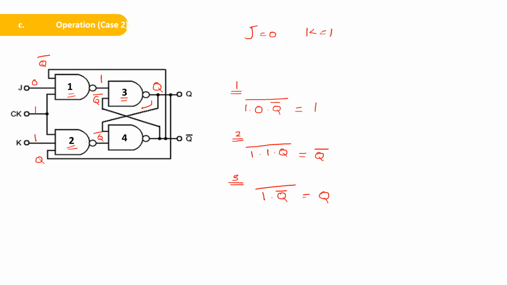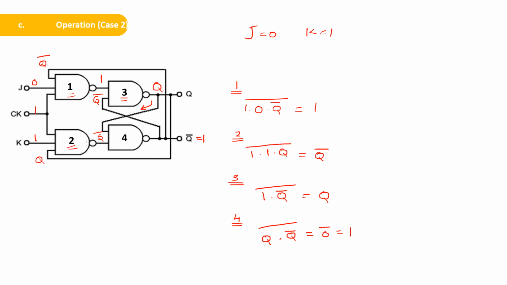Now this Q is getting fed back as the input of NAND gate 4. So if you take NAND gate 4, the first input is Q, the second input is Q bar. So Q dot Q bar is nothing but 0, and its complement is equal to 1. So Q bar will be equal to 1.